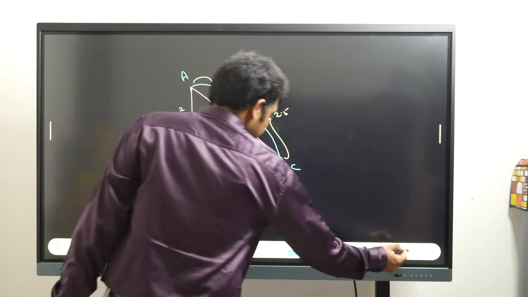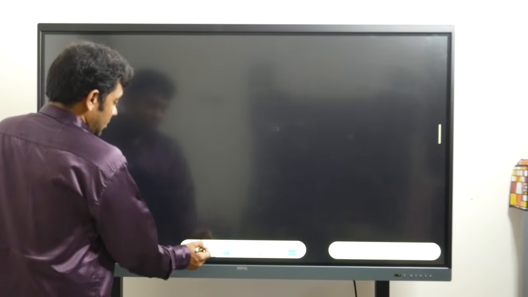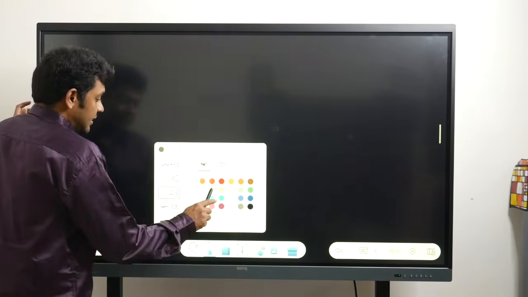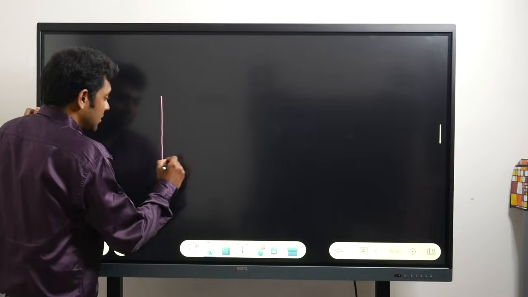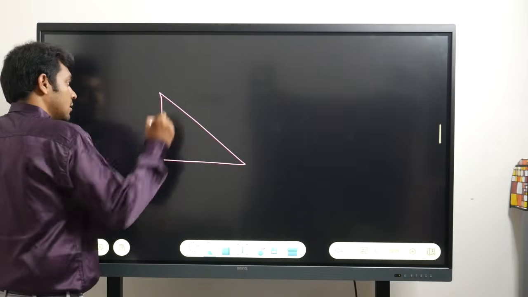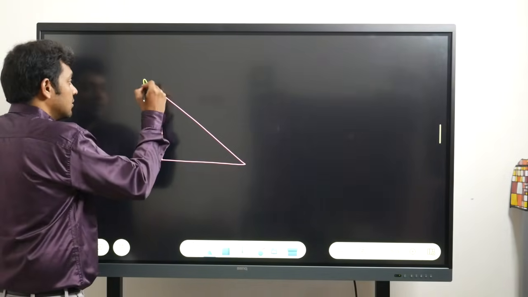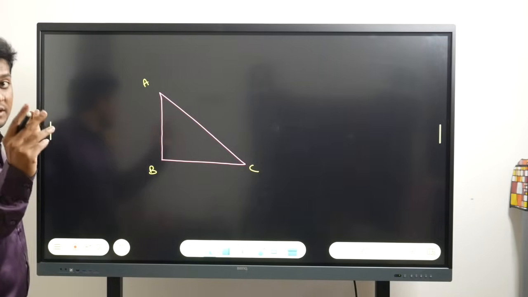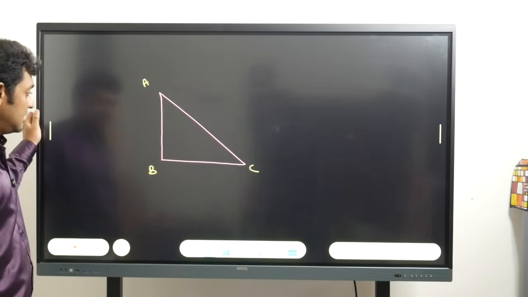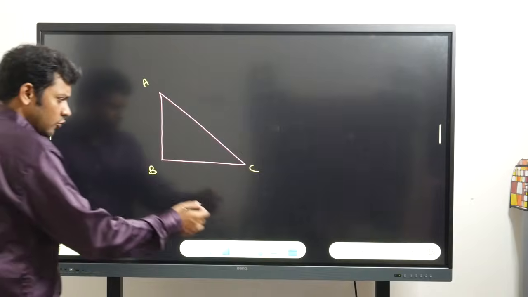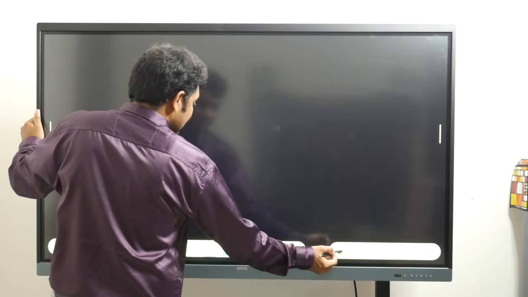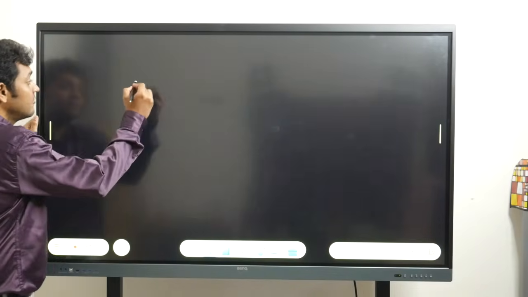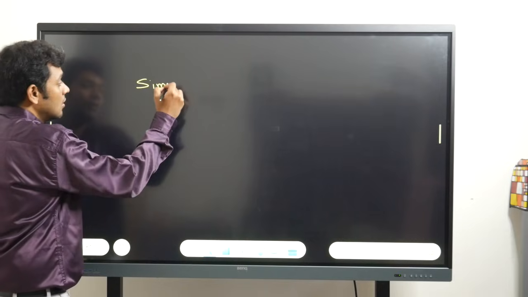Now, if I take this right angle triangle ABC, let's try to learn about similarity and congruency. Okay. First of all, before getting into it, what is similarity and congruency? Right, I have similarity and congruency.